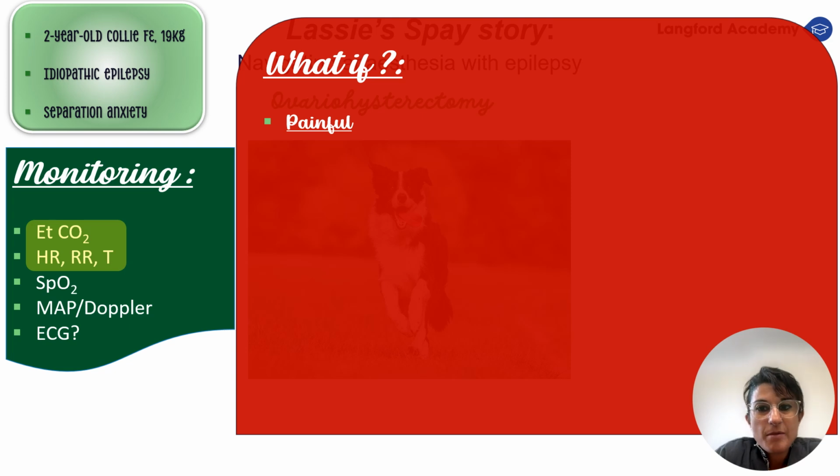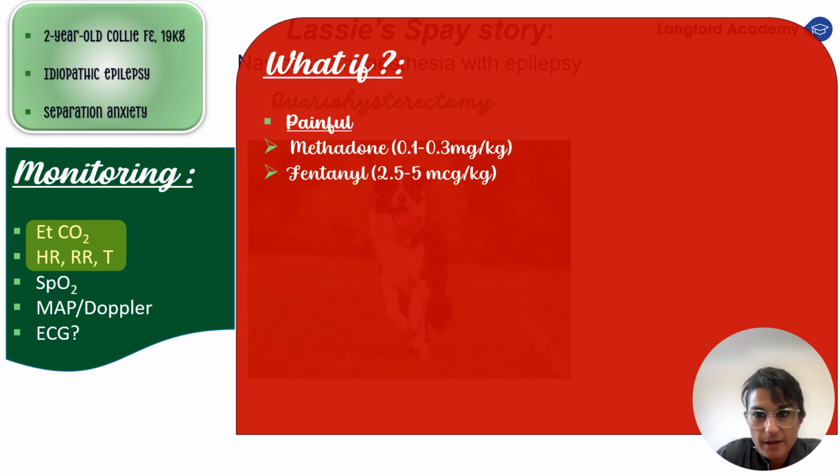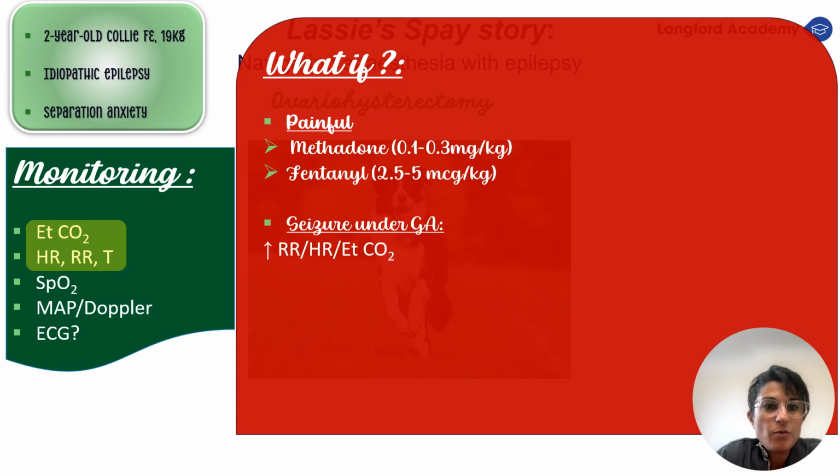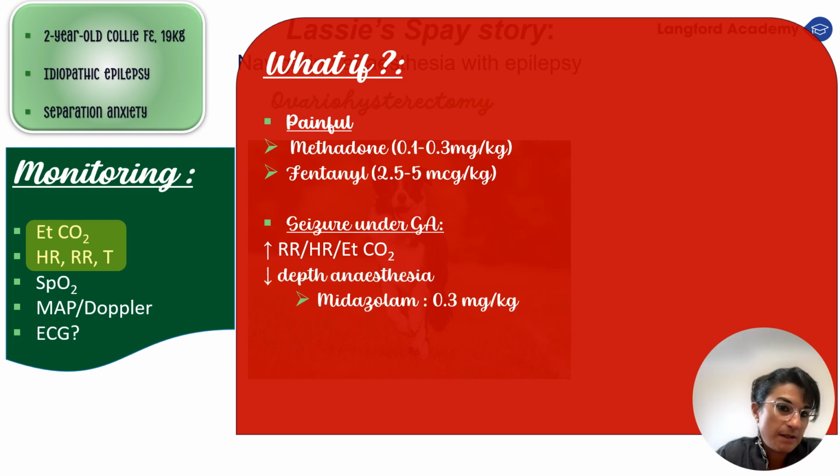So what if they become painful? So again, methadone, fentanyl as before. What if they seizure under GA? So what would you see? As I said before, you have an increase in respiratory rate, heart rate, and tidal CO2. You might witness a decrease in depth of anesthesia, so they become a bit lighter. They can do some paddling, very anecdotally. In that case, midazolam as an IV injection would be a good thing at 0.3 mg per kilo. Now, after you give midazolam, they might stop breathing, but that's okay. You can hand ventilate them and wait until they become more settled.